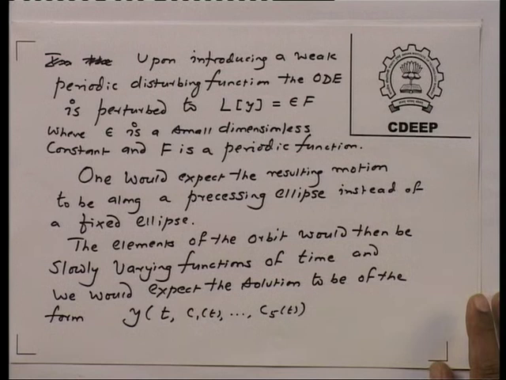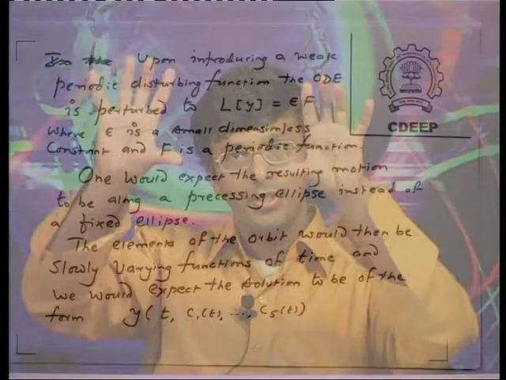So, upon introducing a very weak, periodic disturbing function, the orbit is no longer going to be a fixed ellipse, but it turns out to be a precessing ellipse. It is almost fixed, except that it changes imperceptibly. So, the elements of the orbit C1, C2, C3, C4, C5 are not constants, but slowly varying functions of time. So, it is natural to look for a solution of the form y of t comma c1 of t comma c2 of t comma c3. The constants are not constants anymore, but slowly varying functions of time. That is why the method is also known as the method of variation of constants.